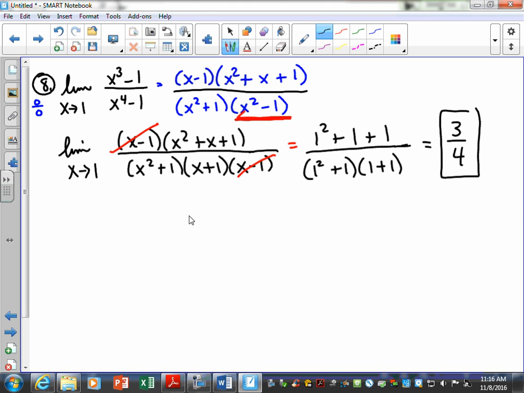Okay, so it might be a little bit extensive. We particularly did this one just to remind you of your difference of cubes formula and also your difference of squares, perfect squares. But the idea is: attempt direct substitution. If you find yourself in indeterminate form, you want to factor the numerator and denominator, look for a term that cancels, and then try direct substitution again.